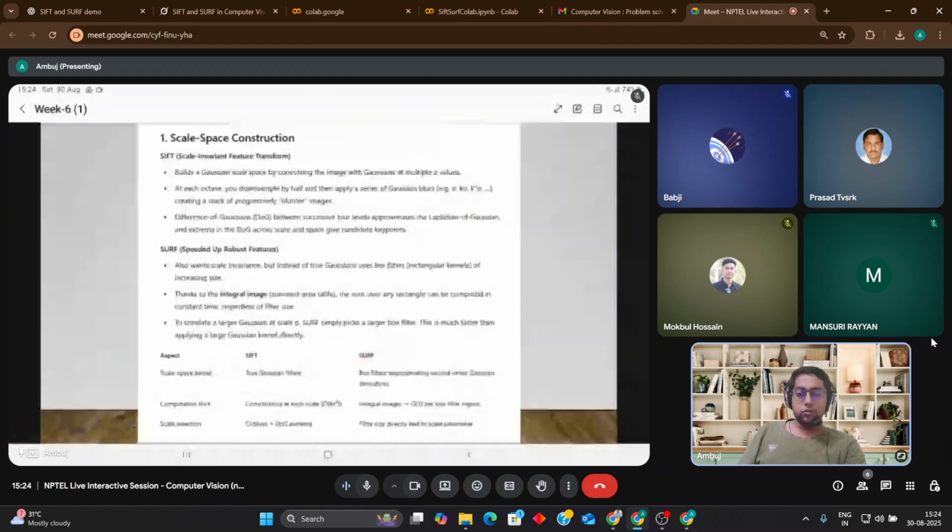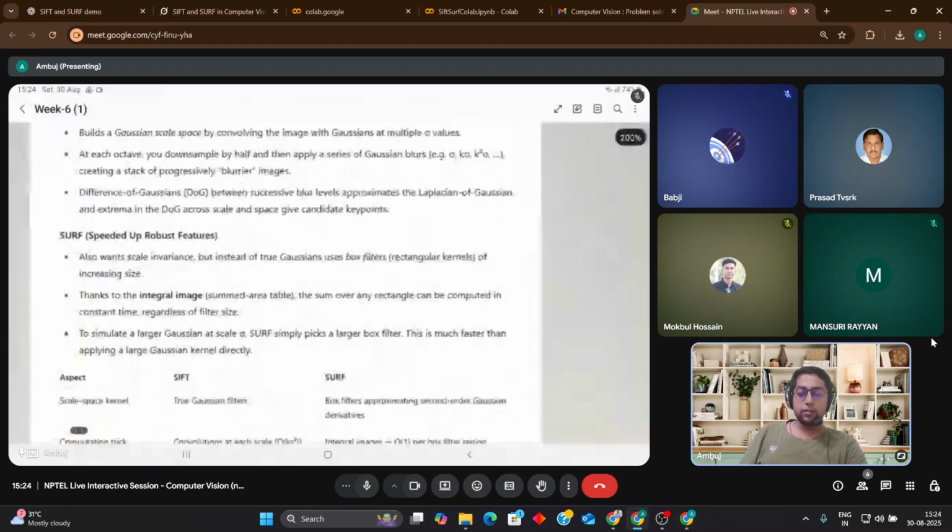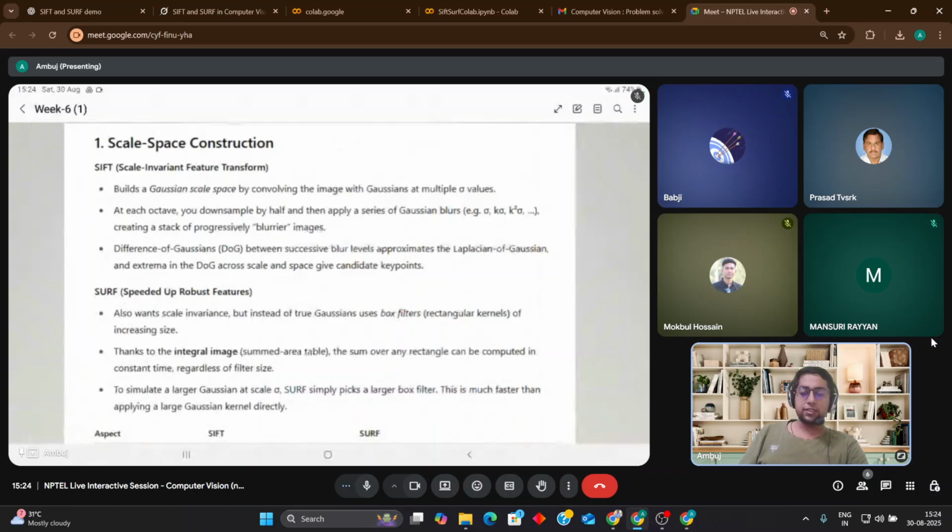I tried to explain the concepts briefly to you all. Now see scale space construction. SIFT particularly builds a Gaussian scale space by convolving the image with Gaussians at multiple sigma values. At each octave, you downscale by half, then apply Gaussian blurs: sigma, k sigma, k squared sigma. Then you create a stack of progressively blurrier images. The difference of Gaussians between successive blurred images approximates the Laplacian of Gaussian, and extrema in the DoG across scale give the candidate key points. I already demonstrated this in great detail in my previous session.